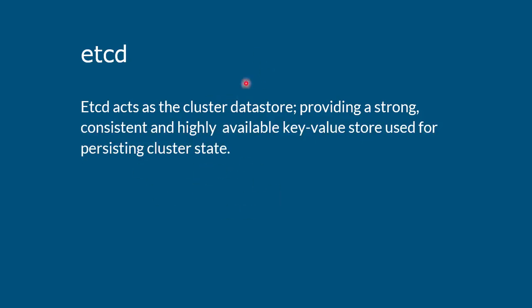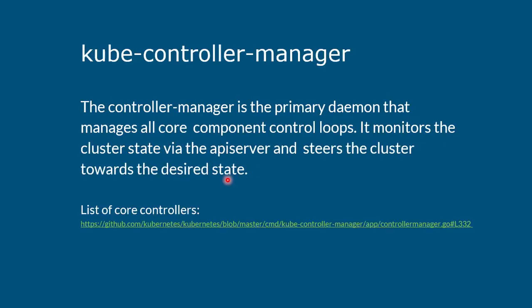And again, it saves the state. It also saves the state of the cluster. The Kube Controller Manager is primarily a process that manages all core components and control loops. It monitors the state of the cluster via the API server and steers the cluster toward the desired state.